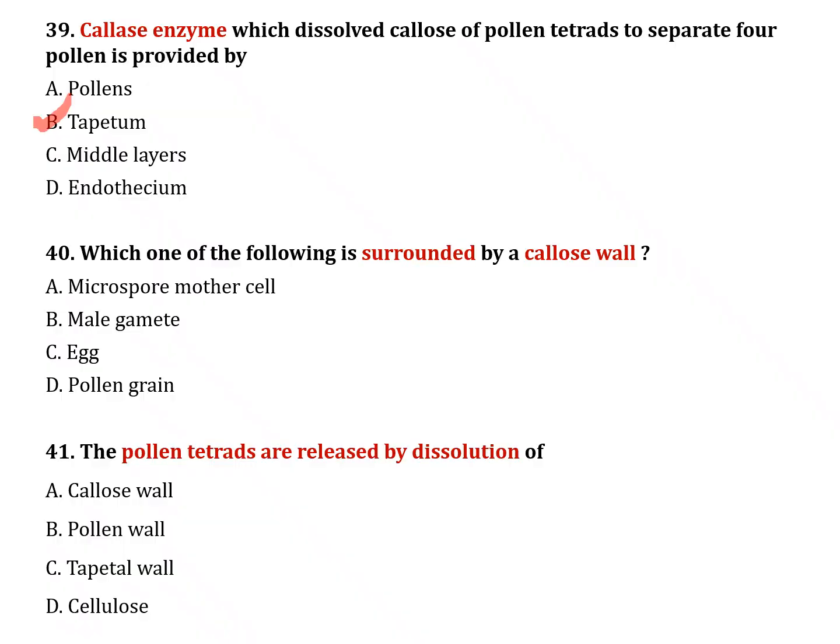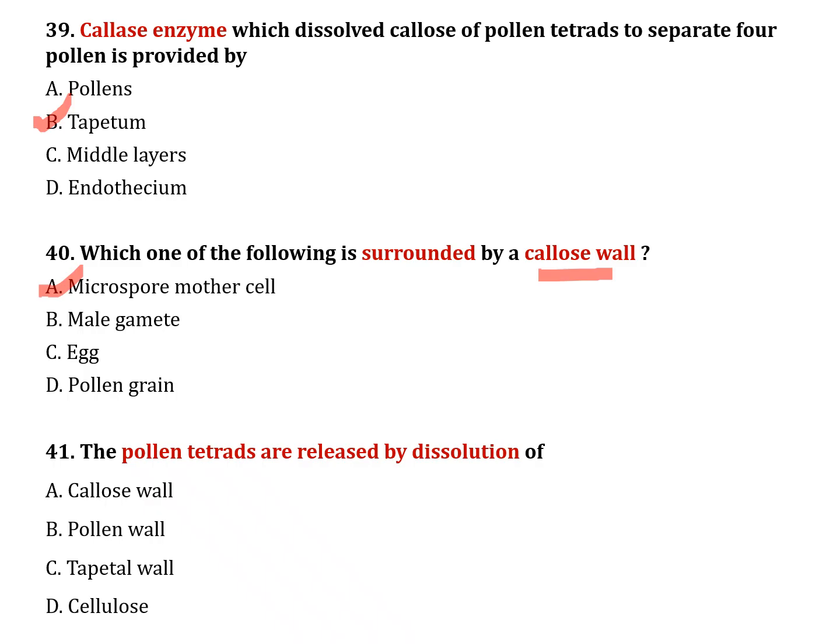The next question, number 40. Which one of the following is surrounded by a callose wall? Option A, microspore mother cell; option B, male gamete; option C, egg; option D, pollen. Correct answer is option A, microspore mother cell.